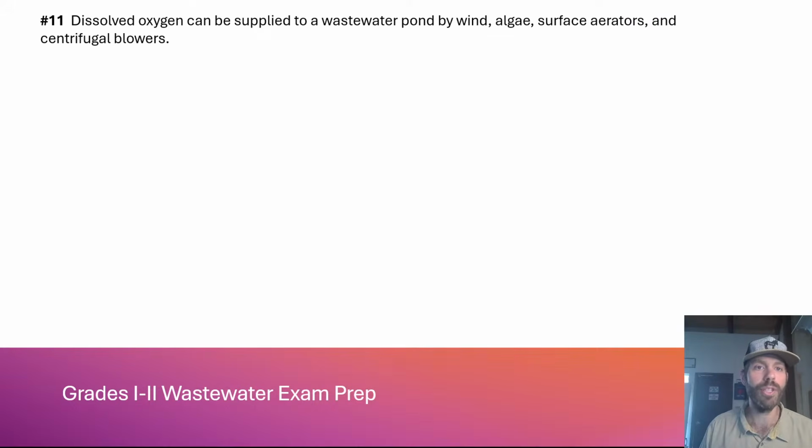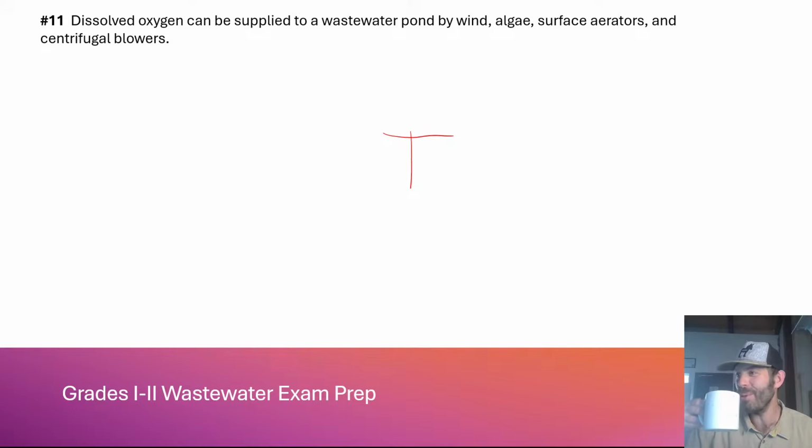Number 11, dissolved oxygen can be supplied to a wastewater pond by wind, algae, surface aerators, and centrifugal blowers. True or false? This is true. I've never seen centrifugal blowers used on a facultative pond, but I certainly have seen them. I worked in a city that had a plant that used centrifugal blowers on their aerobic ponds. So notice I didn't say facultative ponds, I said wastewater pond.